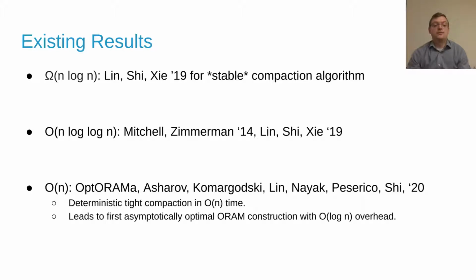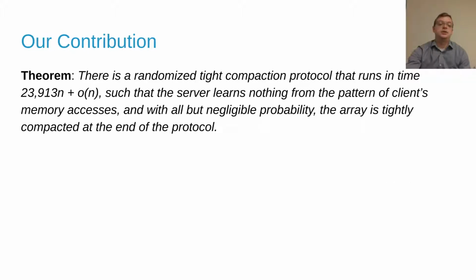Our research came from wondering if we removed the requirement of determinism and used randomness, and then actually tried to optimize constants, how fast can we do? And the answer here is that we have an algorithm that runs in time 23,913 n plus little o of n. The server is guaranteed to learn nothing from the tight compaction procedure, and the probability that the array is not tightly compacted at the end of this protocol is negligible.